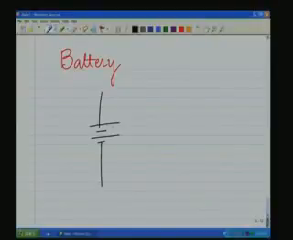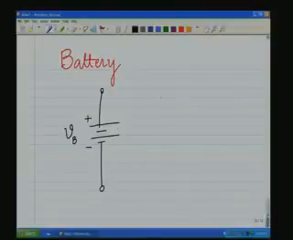It has a series of long and short horizontal lines and two terminals here, which is the terminals to which the external circuit is connected. The long line is positive or the anode, the short line is the cathode or the negative terminal, and we represent the voltage value of the battery by VB. So this is the symbolic representation of an ideal battery.